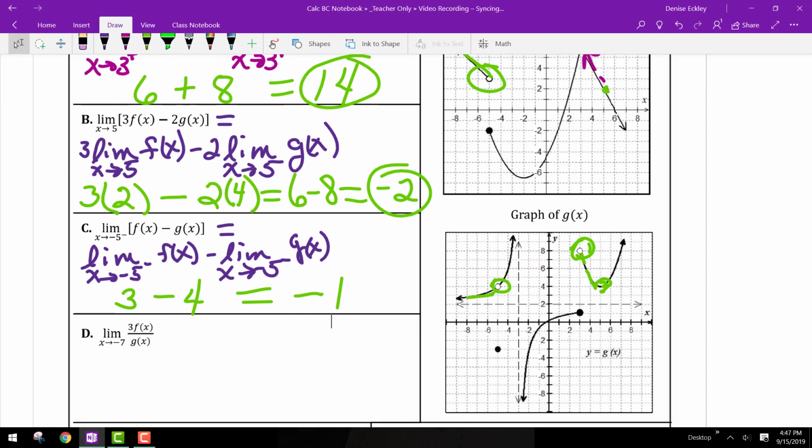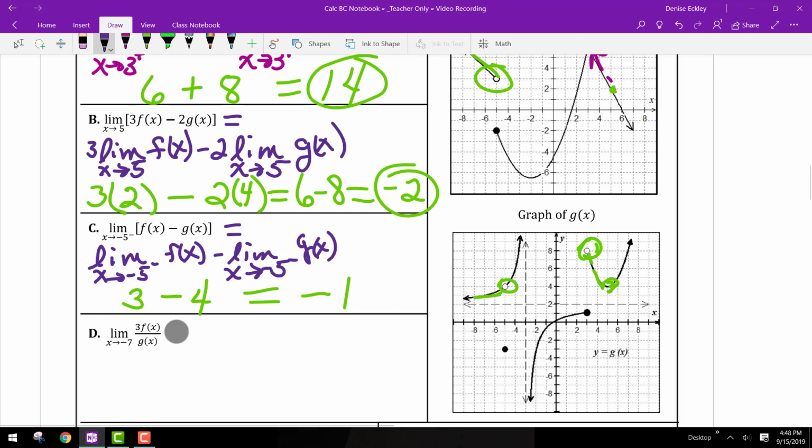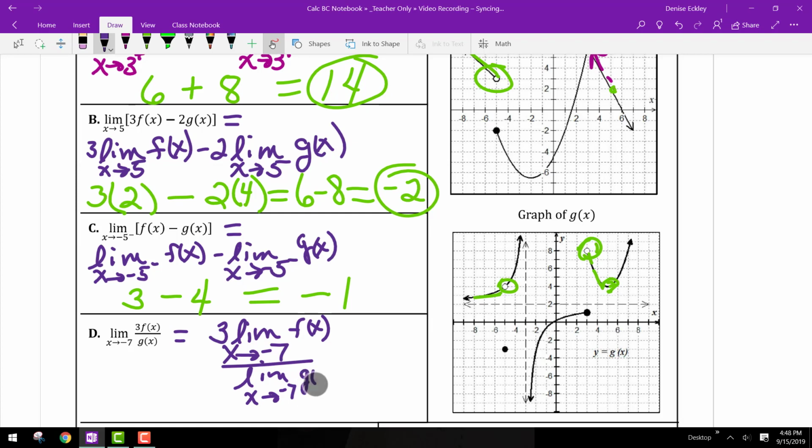Okay, and finally the last one, we have the fraction. Well, not the last one. Last one that I'm going to do, you guys can do the other ones, and I'll just list the answers. The limit as x approaches negative 7 of 3 times f of x divided by g of x. So again, we can rewrite that. And that's going to be 3 times the limit as x approaches negative 7 of f of x divided by the limit as x approaches negative 7 of g of x.